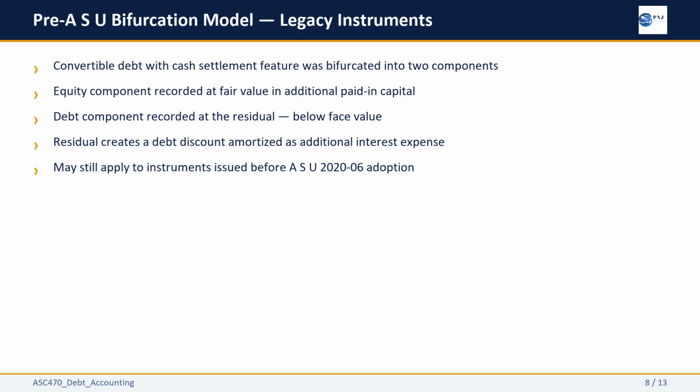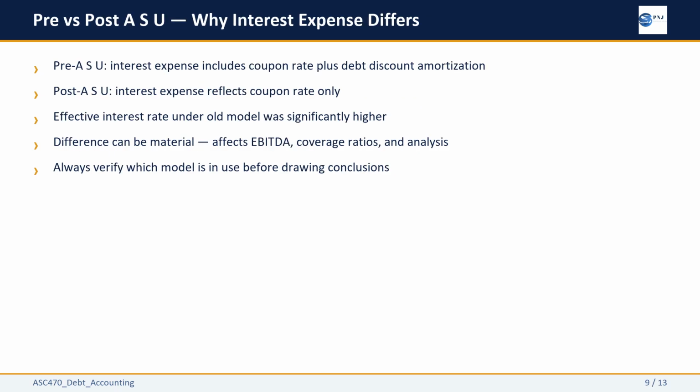That discount had to be amortized up to face value over the life of the instrument, which showed up as additional interest expense on the income statement. You may still encounter this on older instruments that were issued before the entity adopted the new standard. The practical impact of this is significant.